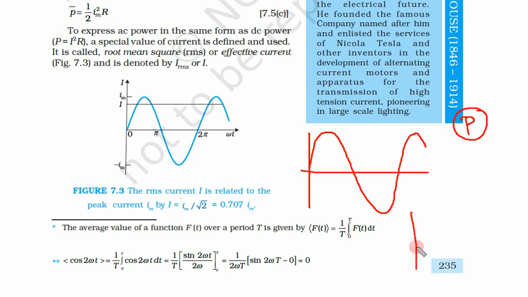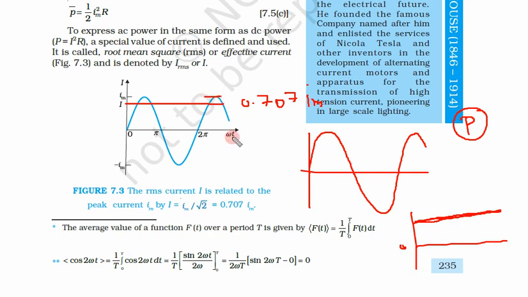We know that this is the zero line and DC current flows straight in one direction. Suppose this is positive current. So we are flowing DC current. How much should this DC current be so that the power consumed remains the same? We have changed AC current to DC current, but the power consumed is the same. So how much should that DC current be? That DC current should be 0.707 of the maximum current in AC.